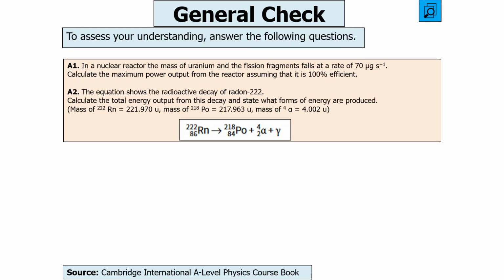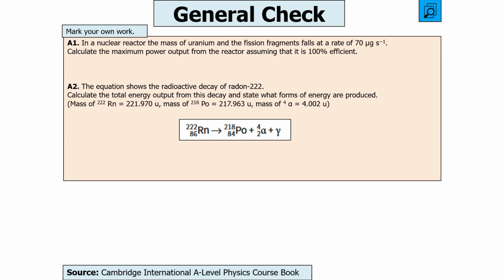The next question says, in a nuclear reactor, the mass of uranium and the fission fragments fall at a rate of 70 micrograms per second. Calculate the maximum power output from the reactor, assuming it's 100% efficient. The equation below shows the radioactive decay of radon-222. Calculate the total energy output from this decay and state what forms of energy are produced. So pause the video now, then unpause the video when you want to go through your answer.